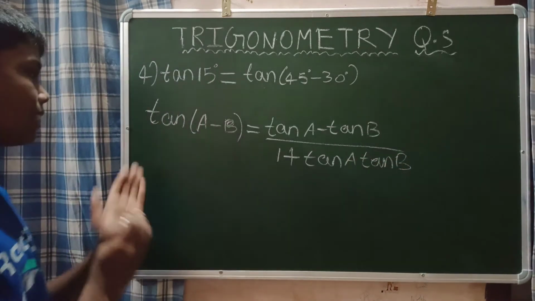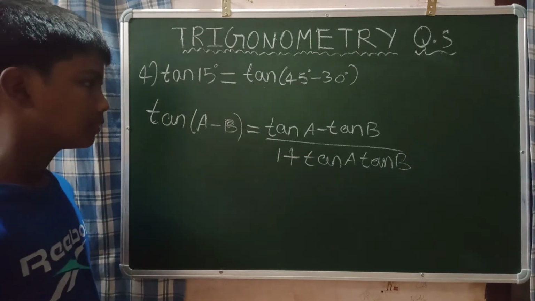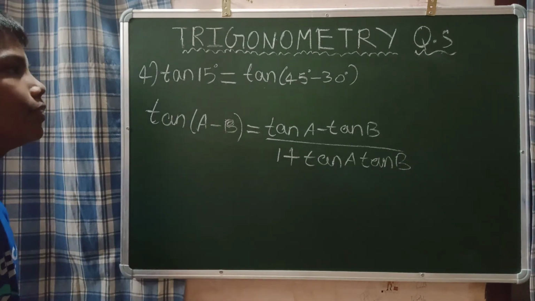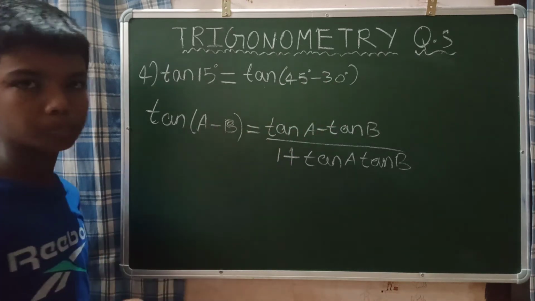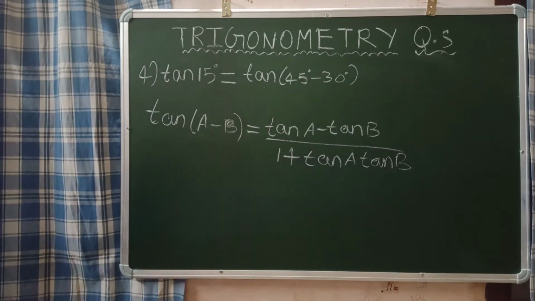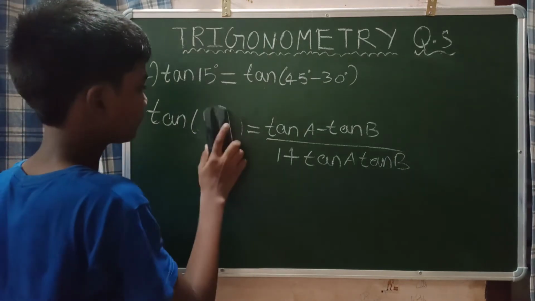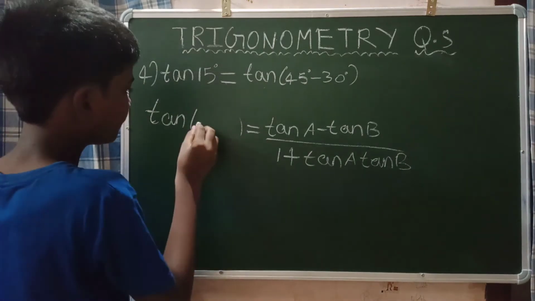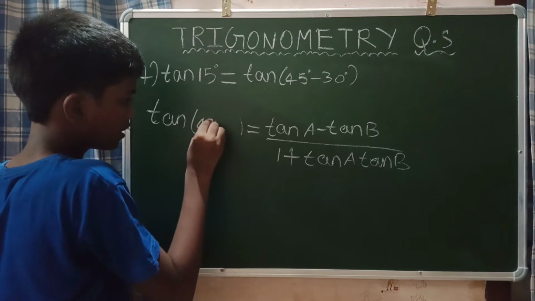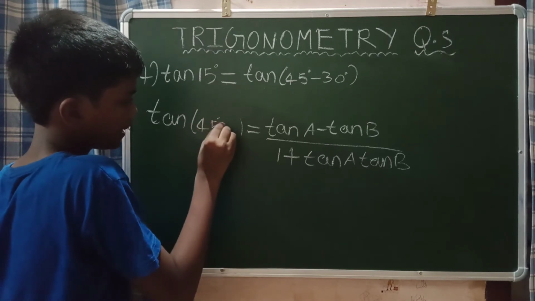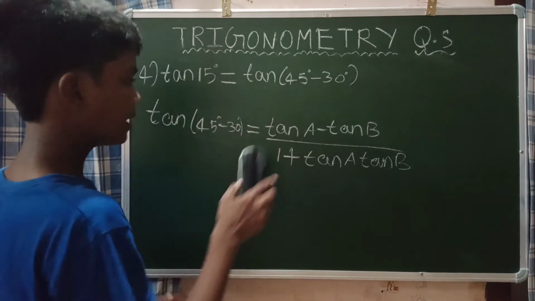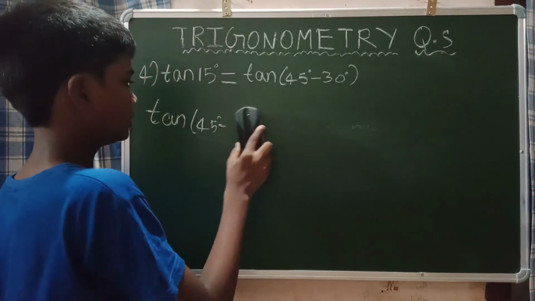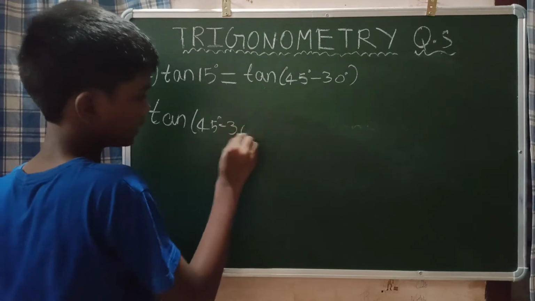This is the formula for tan A minus B. Now what I am going to do is evaluate the value using 45 and 30 in place of A minus B. So I write tan 45 minus 30.